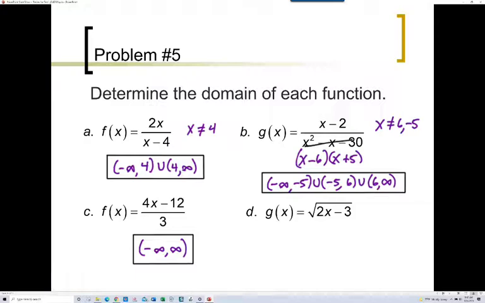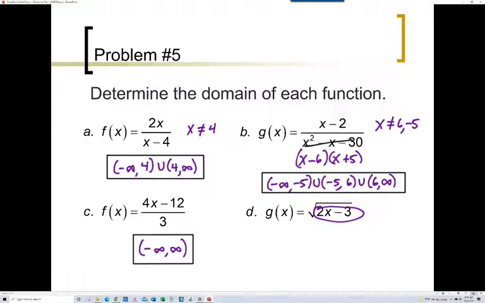All right, on D, we have a radical. And we know that if our radicand, what's under the radical, is a negative number, then we're taking the square root of a negative, which is an imaginary number. When we're doing graphs or working with functions, everything's got to be real numbers. I always say you got to keep it real.